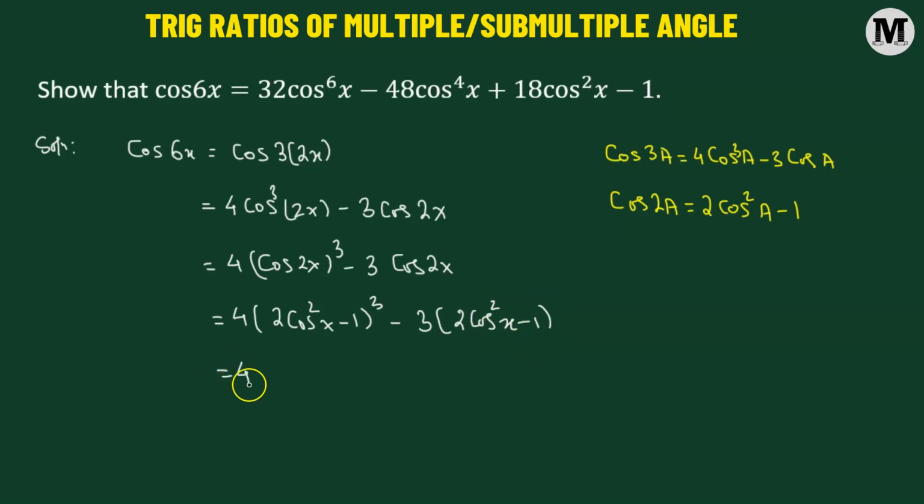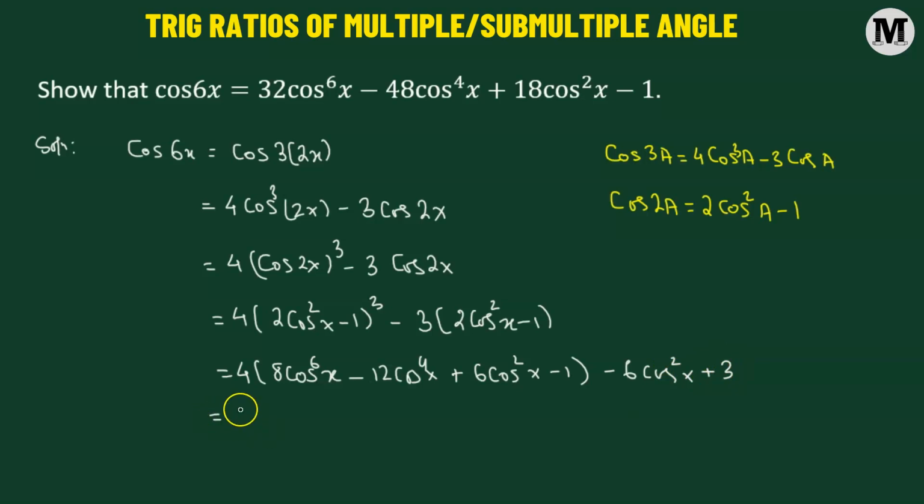Now we will expand. So we'll have to take the cube of 2 cosine squared x minus 1. So that's going to give us 8 multiplied to cosine x raised to the power of 6 minus 12 times cosine x raised to the power of 4 added to 6 times cosine squared x minus 1, minus 3 times 2, that will be 6 cosine squared x added to 3.